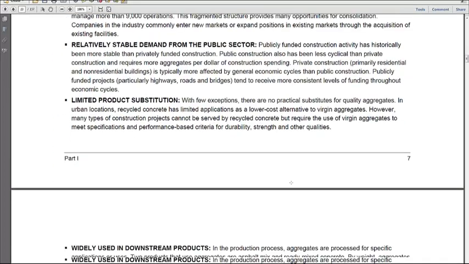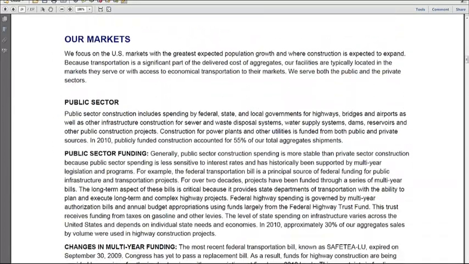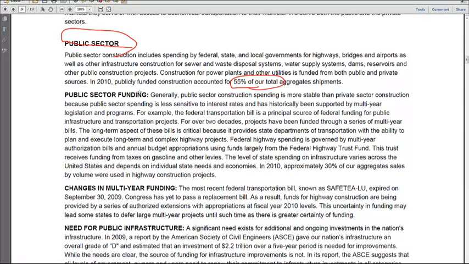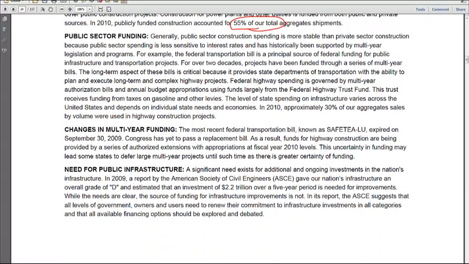And then if we keep going to the next page, they have a section called Our Markets. 55% of their business comes from public sector spending. Big thing here, of course, are the highways. And one of the problems they're having is in the US, the most recent transportation bill expired, and Congress has yet to pass a replacement bill as of the time of this report, which is 2010.